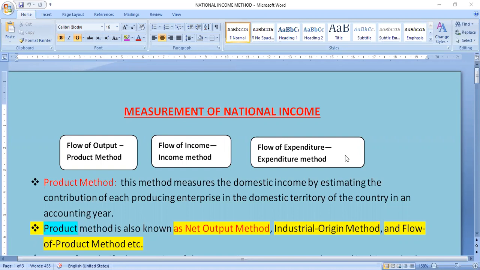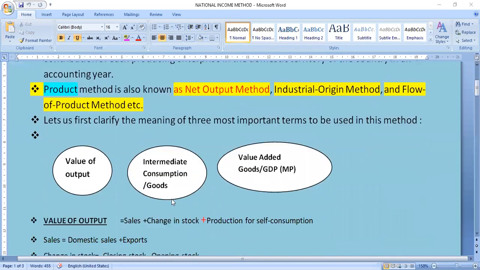Before that, we have completed so far in the class how to calculate national income. The basic points of national income we have also completed. Now, today we will do the flow of output, the production method, the income method, and the expenditure method. There are three methods. But before the production method, I would like to explain the value of output method: IC, intermediate consumption goods, and value added goods, GDP and MP. So let's see the first point here.